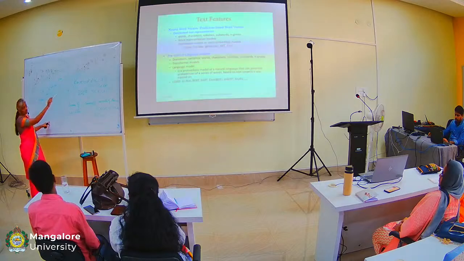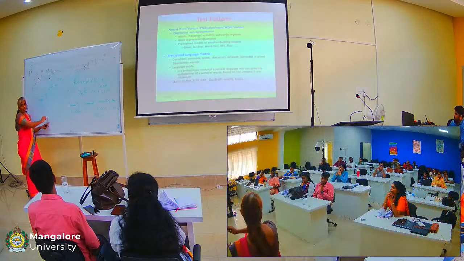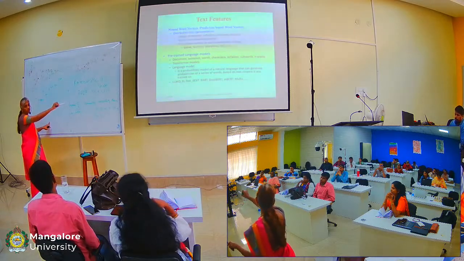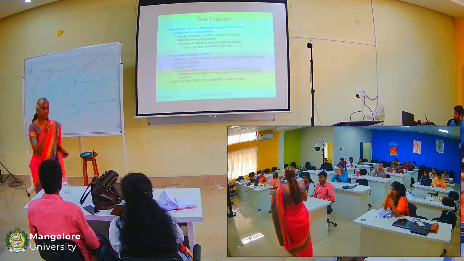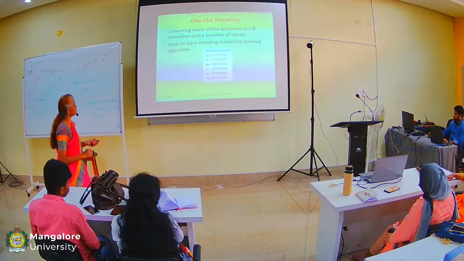If you consider GloVe or fastText or anything, then we'll get the same feature vector or same word representation. But if you consider ELMo or BERT, then we'll get different word representation. It is not the same word representation.